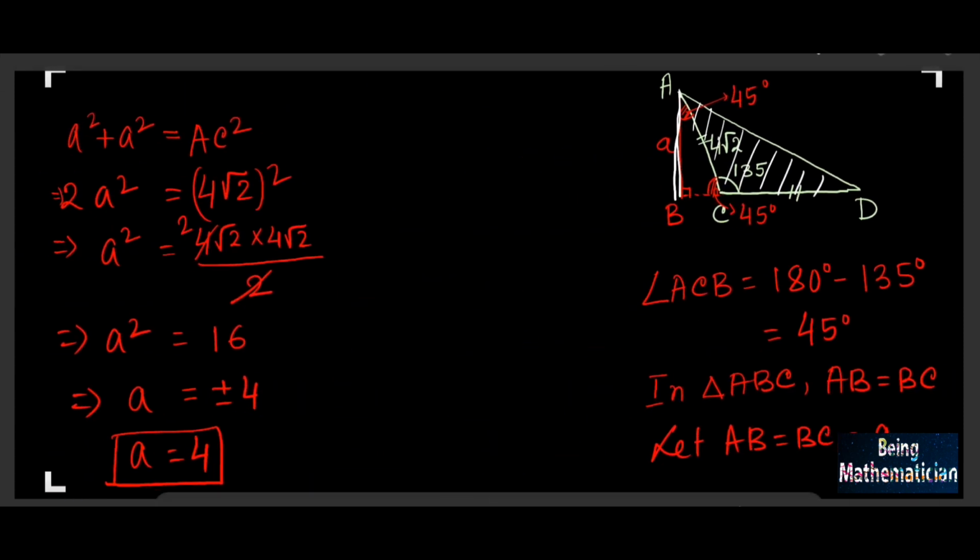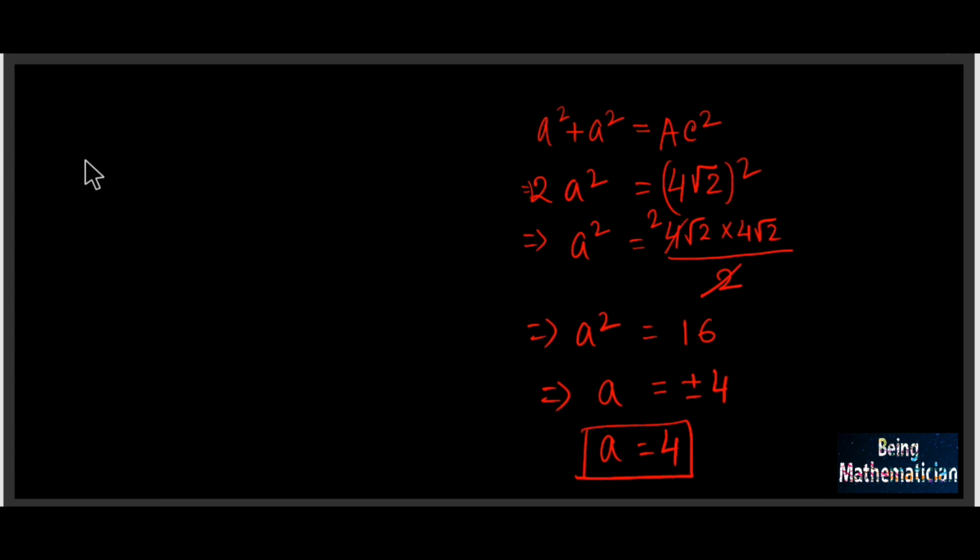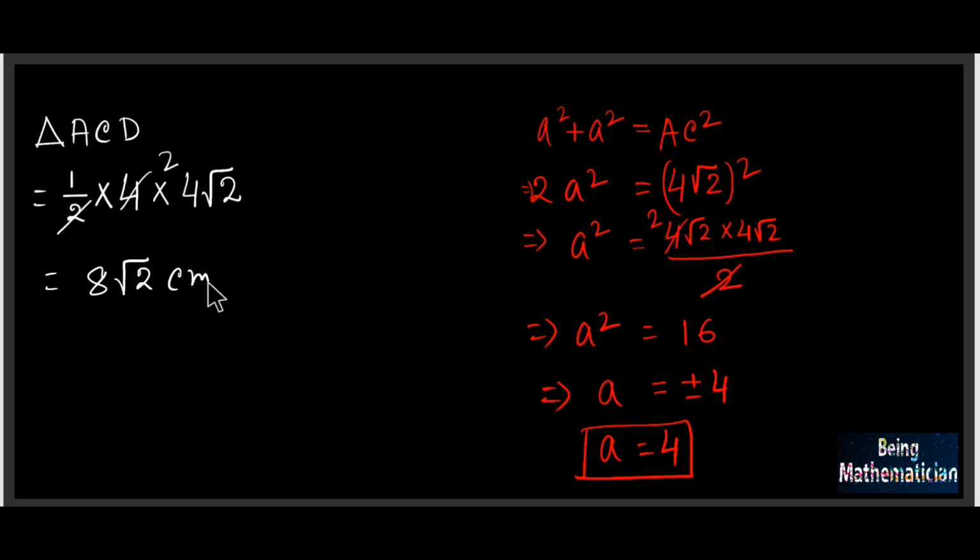Now let's calculate the area of this triangle ACD. So the area of triangle ACD is equal to 1 by 2 into 4, that is height of the triangle, into 4 root 2. So it is 2 times 4, now 8 root 2 centimeter square. So it is the area of triangle ACD. So it is our answer.